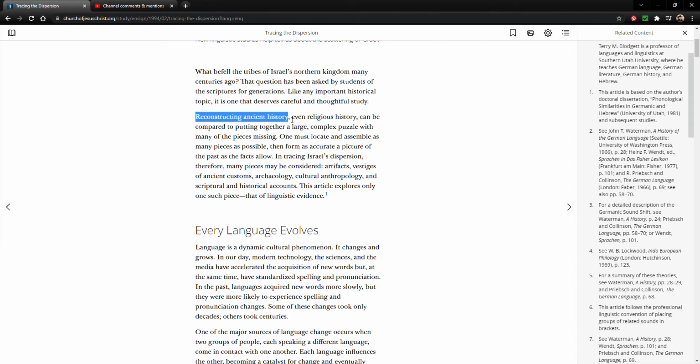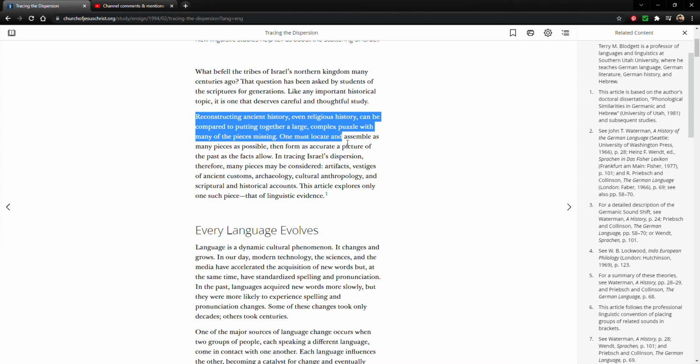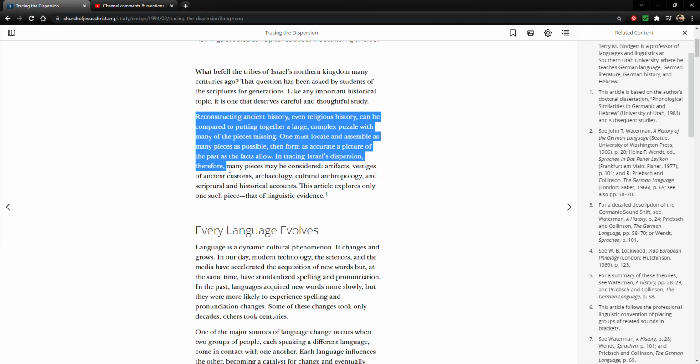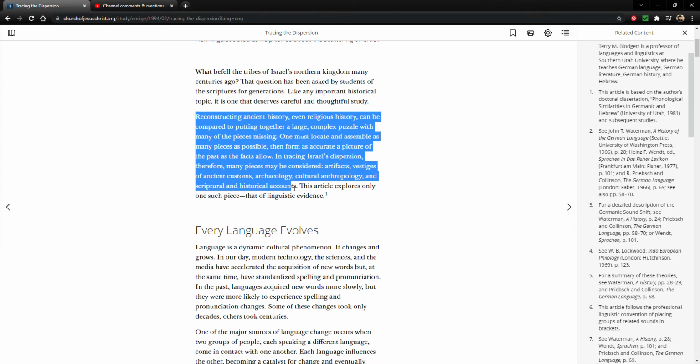Restructuring ancient history, even religious history, can be compared to putting together a large, complex puzzle with many pieces missing. One must locate and assemble as many pieces as possible, then form as accurate a picture of the past as the facts allow. In tracing Israel's dispersion, therefore, many pieces may be considered: artifacts, vestiges of ancient customs, archaeology, cultural anthropology, and scriptural and historical accounts. This article explores only one such piece, that of linguistic evidence.